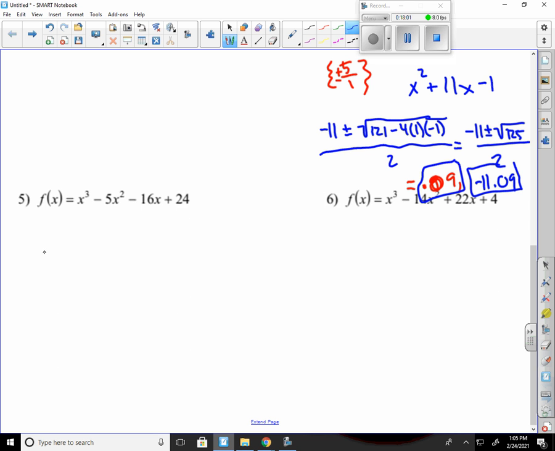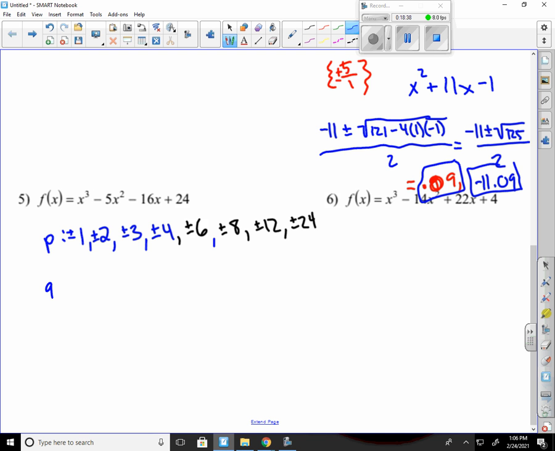Next one. P. 24. Factors of 24. Plus and minus 1. This one is tough. Not really tough, it's just a lot. Plus or minus 2. Plus or minus 3. Plus or minus 4. Plus or minus 6. 4 times 6 is 24. Plus or minus 8. 3 times 8 is 24. Plus or minus 12. 12 times 2 is 24. Plus or minus 24.